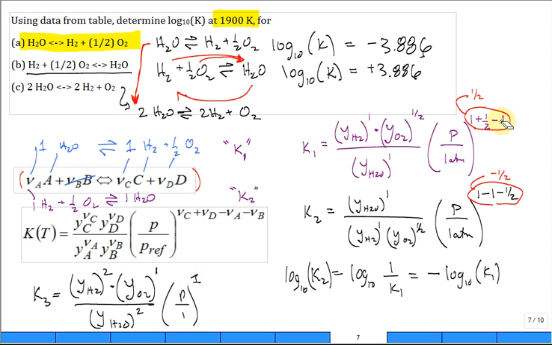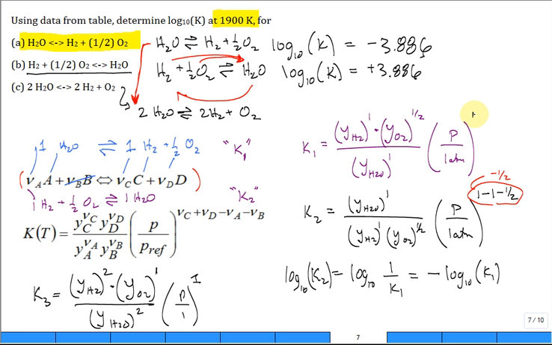So I compare this equation with this equation, and I see what is the relationship between K1 and K3. Is K3 equal to K1 squared? I have one yes, a couple more yeses. Yes. Now they ask me, what is the log base 10?